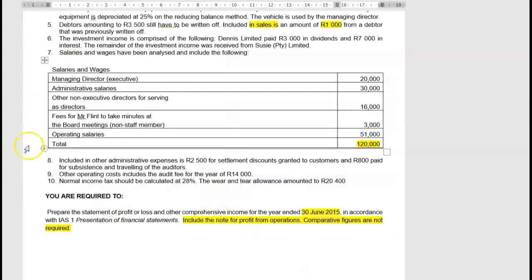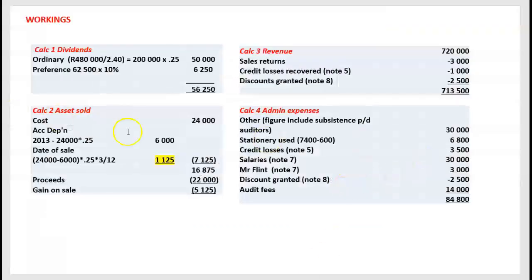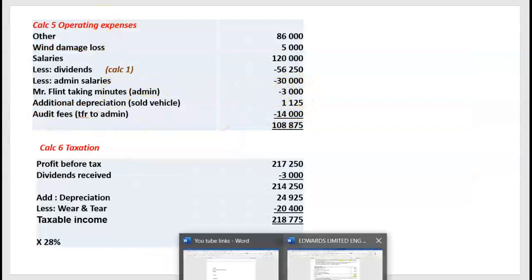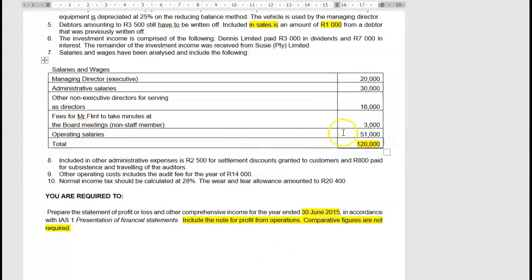Then my fees for Mr. Flint, now he's taking minutes. Now, minutes is an administrative task. So that 3,000 Rand should also be transferred to our admin costs. So I took the 3,000 out of my operating expenses and I included it in my admin expenses. So I added it to my admin expenses and I subtracted it from my operating expenses. Operating salaries, well, now clearly operating salaries is part of operating costs, so that is going to be shown in that item as is. Now let's see what the separately disclosable items here are.